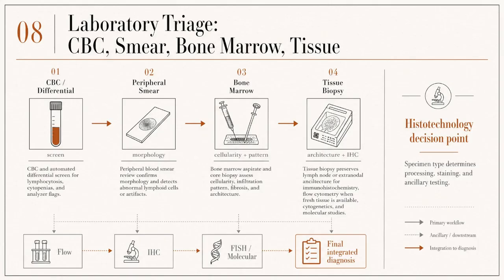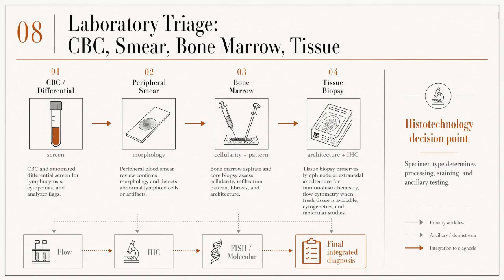The smear allows for direct microscopic evaluation of cellular morphology, including nuclear chromatin patterns, cytoplasmic features, and the presence of abnormal cells such as prolymphocytes or plasma cells. High-quality Wright-Giemsa staining is critical here. Poor staining can obscure diagnostic details or create artifacts that mimic pathology.